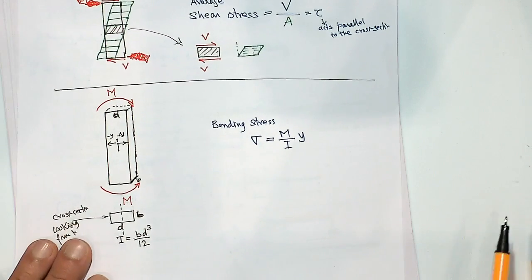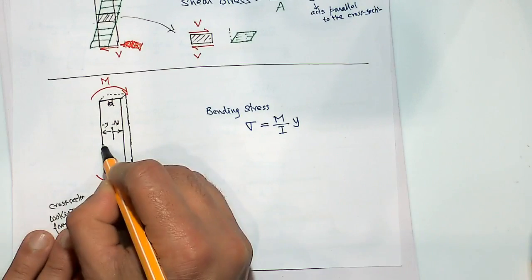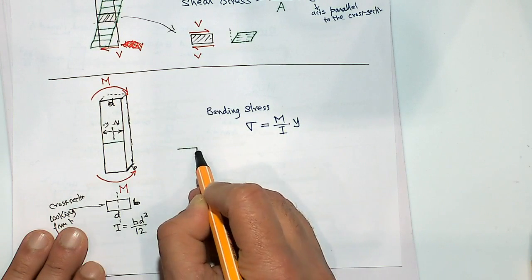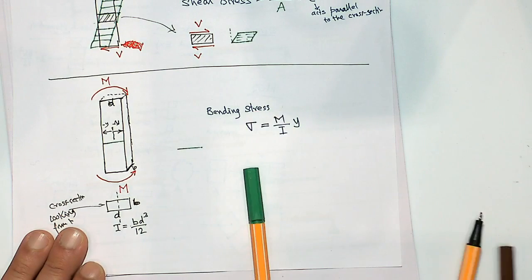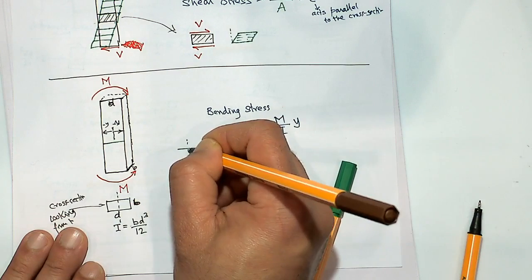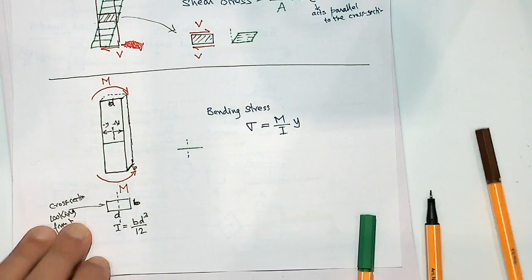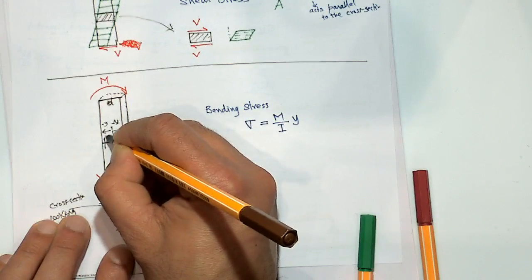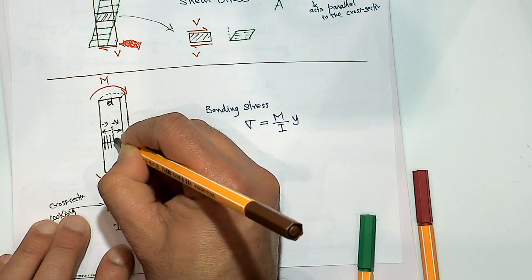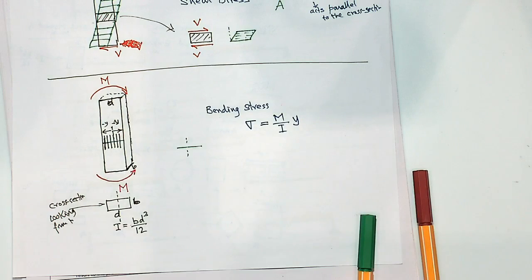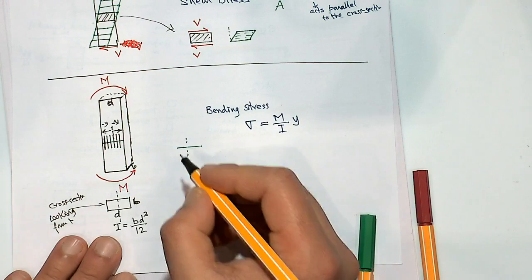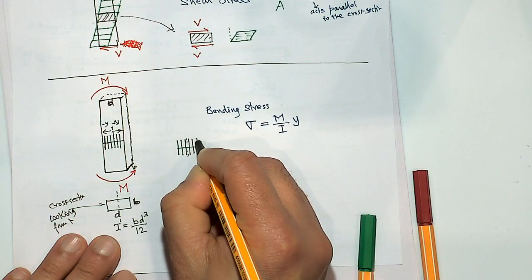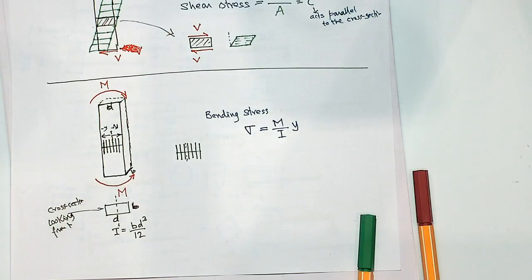Now how will it vary? If you take a line from here, and let's say I draw that line again over here, and this is the middle point at this point. Then if you consider a few fibers over this length, let's draw those fibers along that length. These fibers are going along the length of the member.